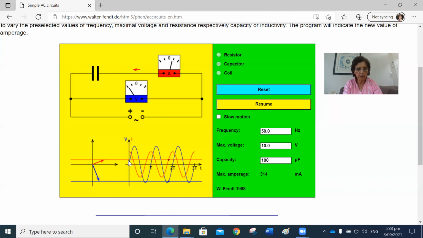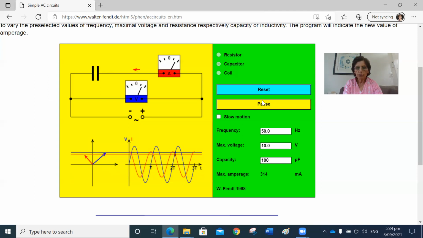But at this point over here, the gradient of this graph is maximum and it is positive, so the current at this instant is positive. Somewhere over here, we can see that the gradient is maximum, but it is negative maximum. So the current is zero. Or in other words, let's resume it. What we can see is that voltage across the capacitor lags by 90 degrees as compared to the current.